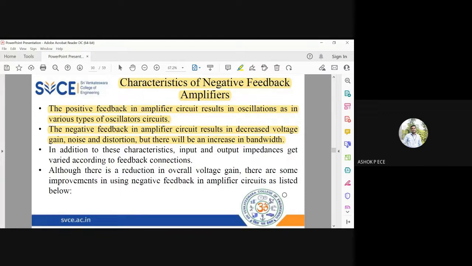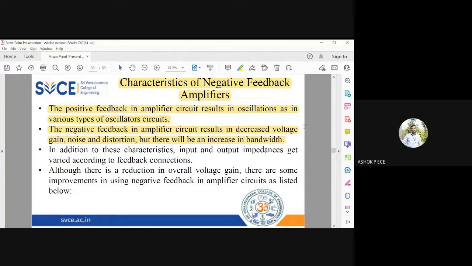In general, when you apply negative feedback to an amplifier, the voltage gain will decrease enormously. Noise, distortion, and all, are being controlled. So your circuit becomes noise free. The circuit will not have any distortion at all, but there will be an increase in bandwidth. This is also an advantage for me.